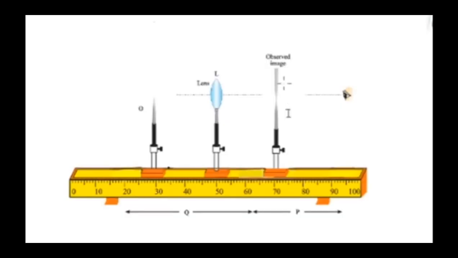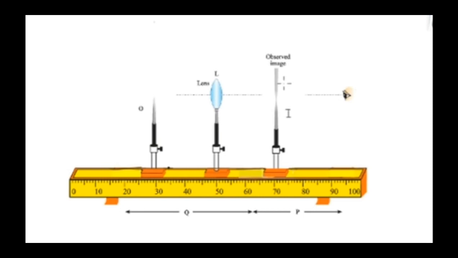To perform this experiment, we have to adjust the apparatus as shown in the figure. In this figure you can see the optical bench, in which the scale, needle stand and lens stand are included. The lens stand will be placed approximately at the middle of the scale. As you can see, it is placed at 50. On the right side of the lens, we'll place the image needle, and on the left side of the lens we'll place the object needle.